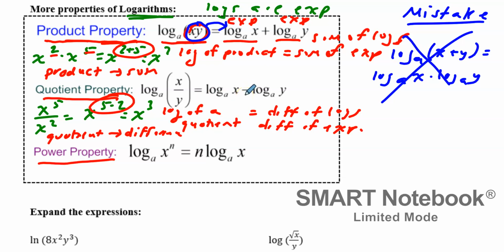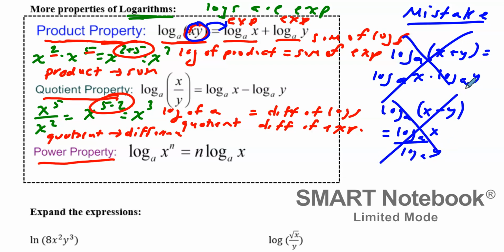And again, a common mistake that happens here is it's tempting to think that log base A of x minus y equals log base A of x divided by log base A of y. But this also is not true because the log of a quotient, the single log of a quotient, leads to the subtraction of logs. It does not work the other way around.